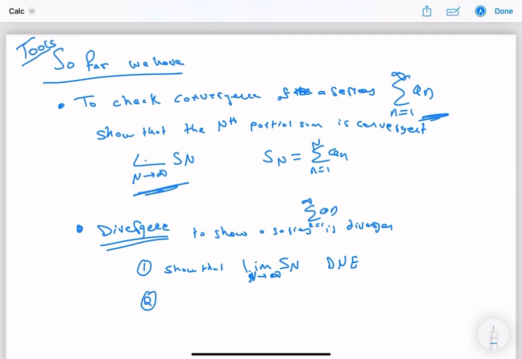The other tool that we just learned is the nth term test. Show the limit of the summand an is not 0. If you show that this limit is not 0, then the series for sure diverges by the nth term test. So these are the tools we have so far, and let us learn more tools.